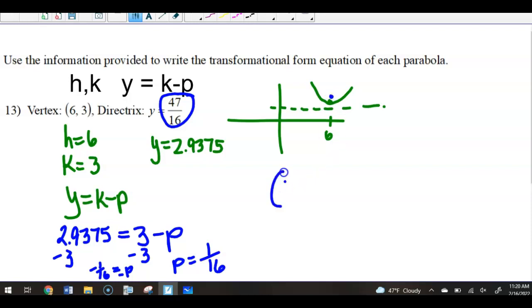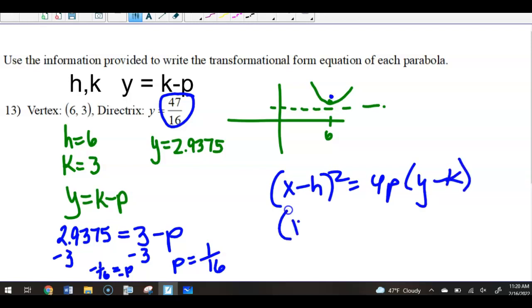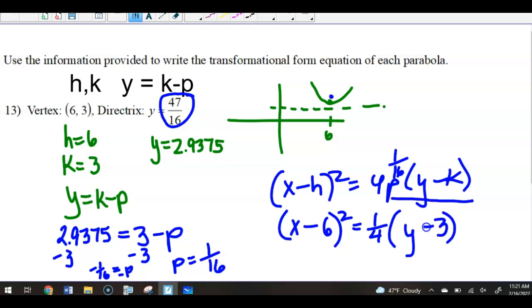If it opens up, it's x minus h squared equals 4p times y minus k, which is x minus 6 squared equals, if we put a 1/16 in there, 1/16 times 4 is 4/16 or 1/4, or you can put a 0.25, I'm not going to be picky. And then y minus k is y minus 3. All right, there's the last one.